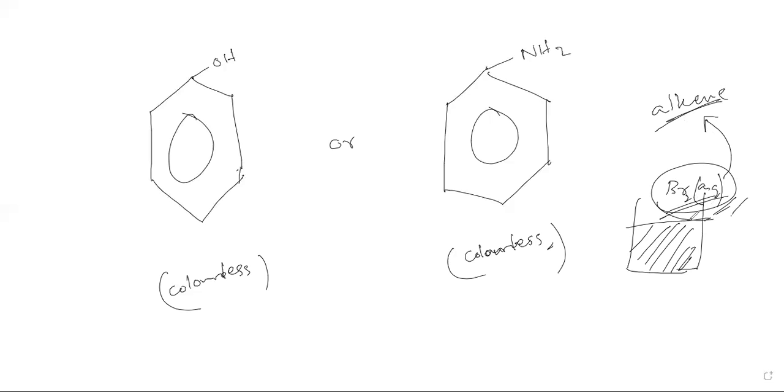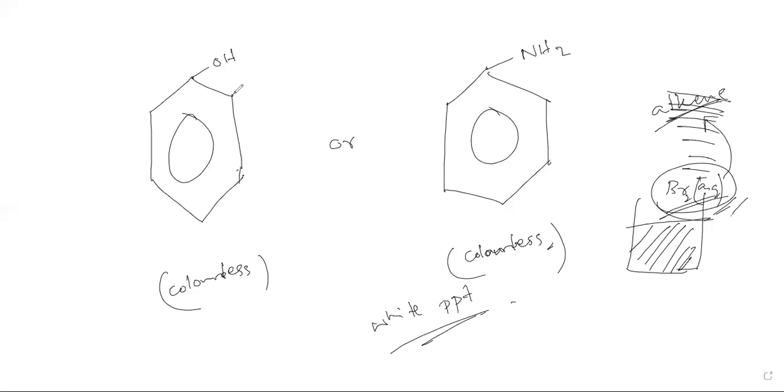But if no decolorization happens, that means there is no alkene. So this also happened. Let's say no decolorization happened. That means there is no alkene. Now, what happened? Let's say white precipitate was formed. After adding bromine, a white precipitate was formed. Now we are sure that either of these two components is there.